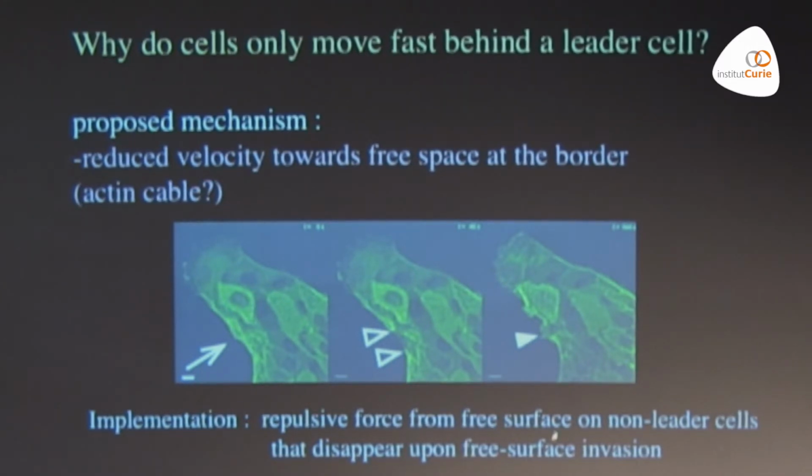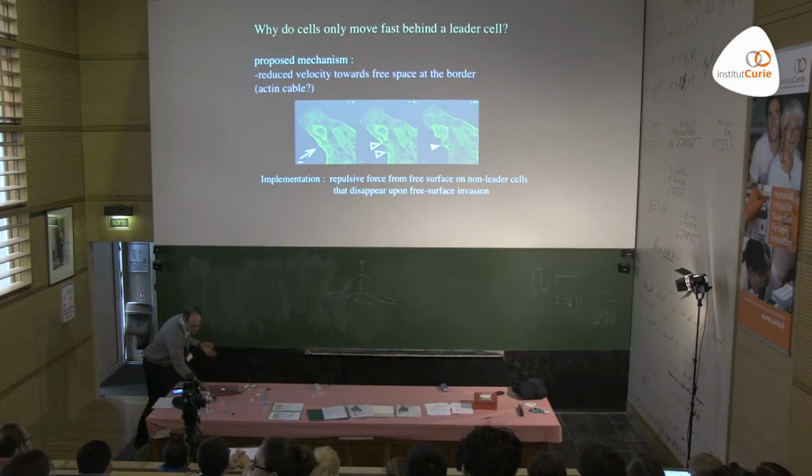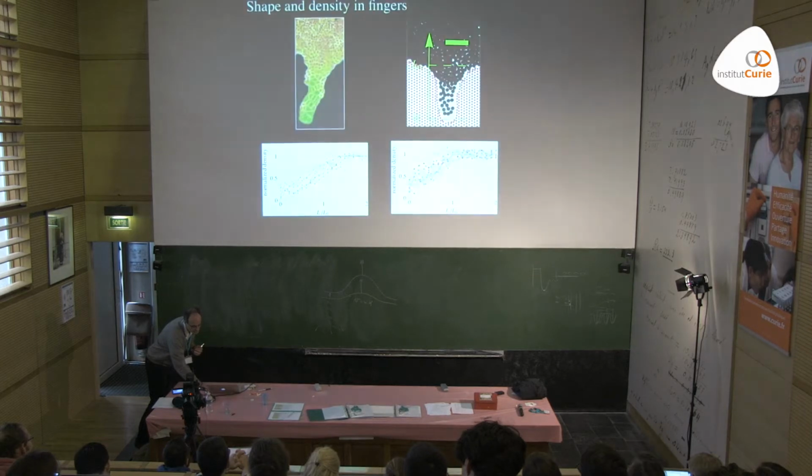So what we did in the model is to say that there is some repulsion everywhere in this free surface for the normal cell, but that the leader cell can remove this repulsion, so that the other cells can follow, and we put in a density-dependent noise.